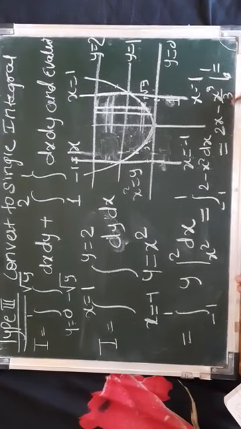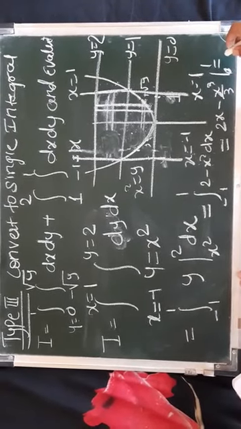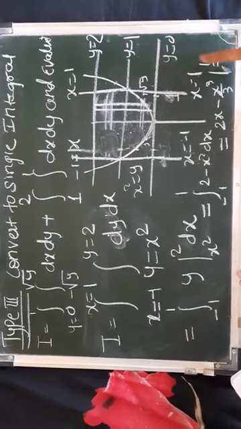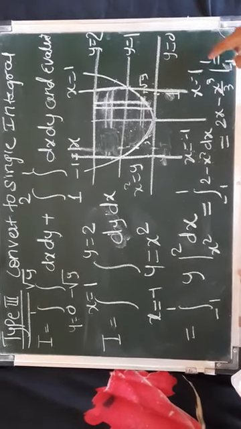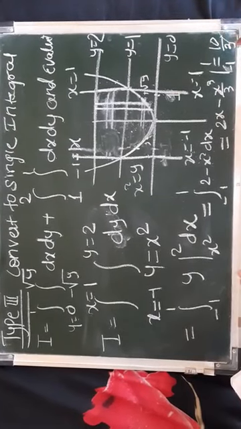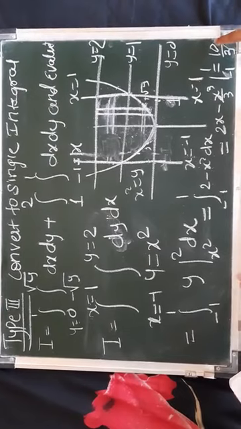Okay, the limits I have changed, that's why I was not getting the answer. The limits are not 0 to 1, the limits are minus 1 to 1. Therefore when I put the upper limit as 1 and the lower limit as minus 1, you please see the calculations of this answer, 10 by 3, in the notes. I have sent you the notes also.